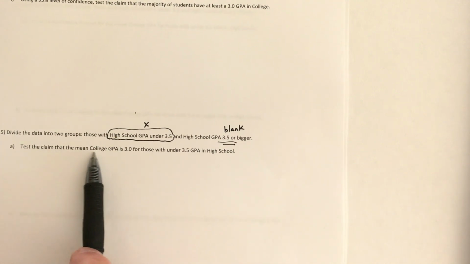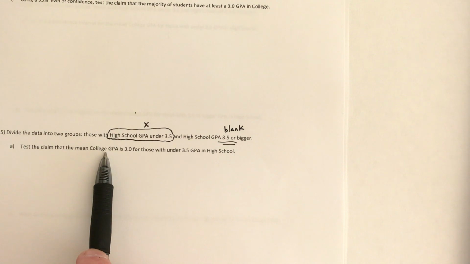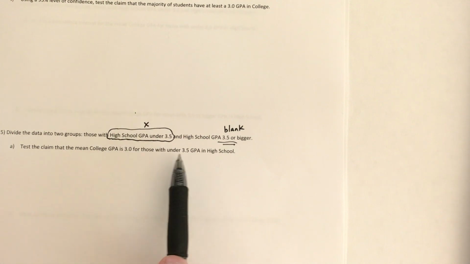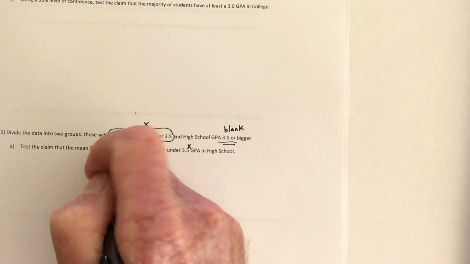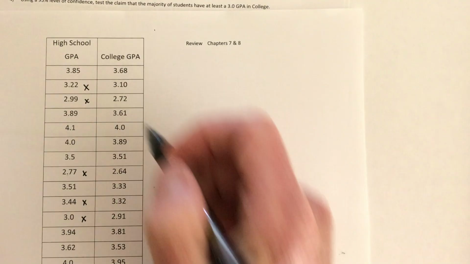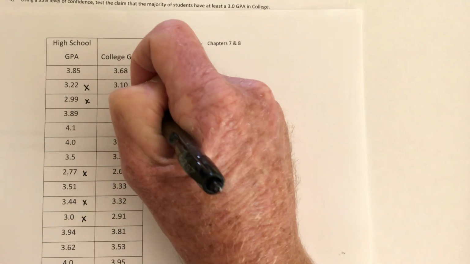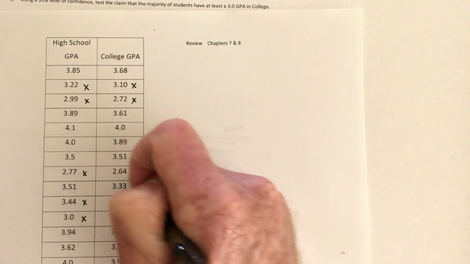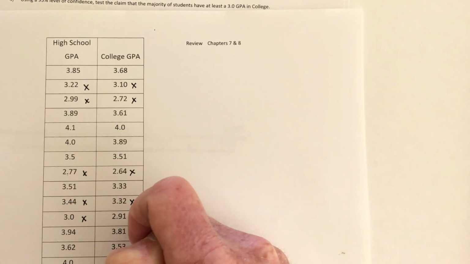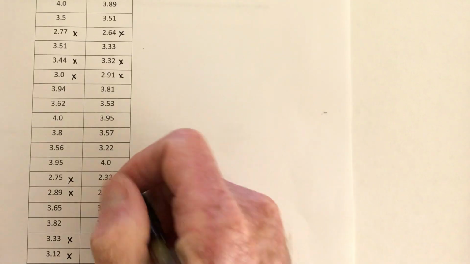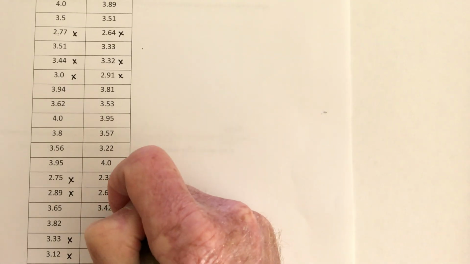So test the claim that the mean college GPA. So for those that have under the 3.5, in other words the ones with X's, you're then going to look at their college GPA. So all the ones with X's, you would then move over. And if I had a highlighter, I would have just highlighted straight across, but I forgot to get a highlighter, so I'm just making my own highlighter like this.